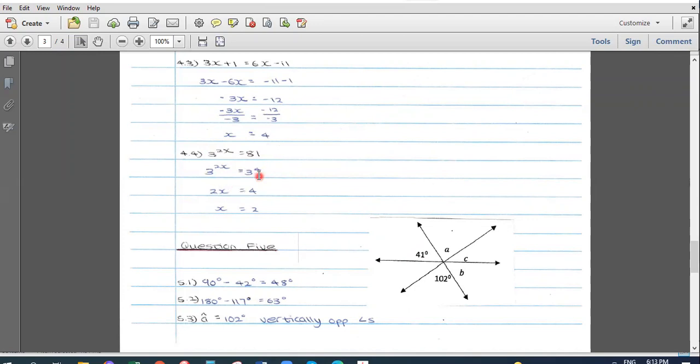When the bases are the same, we can now equate the exponents. That means 2x is equal to 4. And if 2x is equal to 4, dividing by 2, x is equal to 2. And we can check: if x is 2, 2 times 2 is 4. So 81 is 3 to the 4.